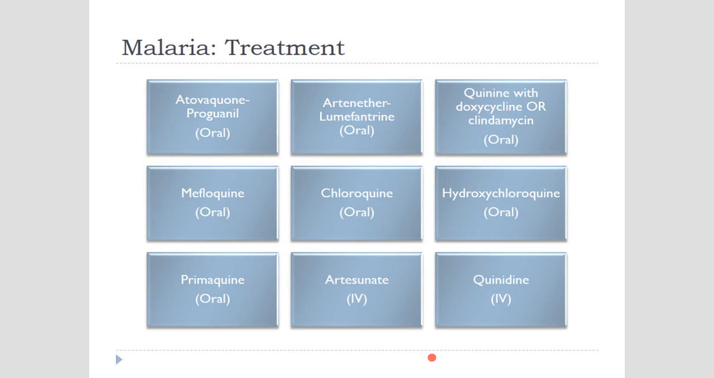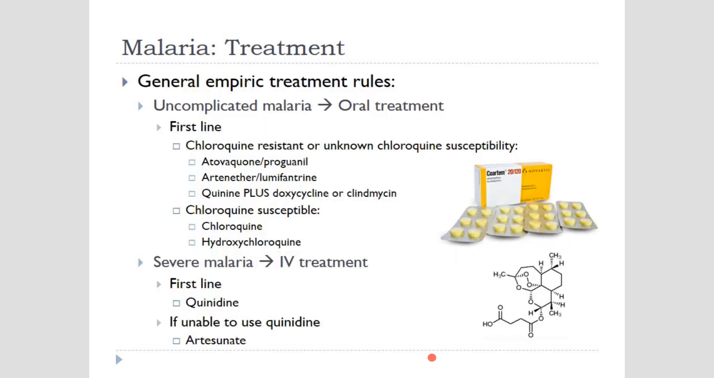So these are choices in terms of treatment. Some of them are oral, and some of them are, of course, IV. And you can imagine IV would be for extreme cases when we have cerebral malaria or when we have other contraindications for treatment for those particular patients.